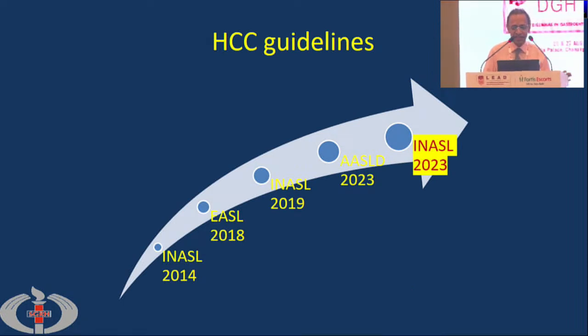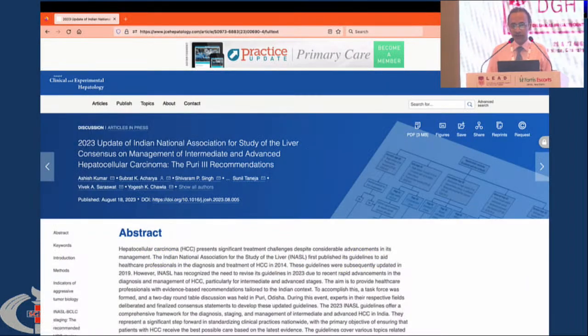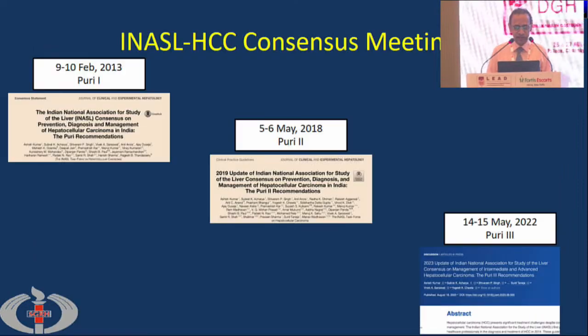So HCC guidelines, there are many guidelines: INASL guidelines, AASLD, EASL. And this is the third edition of the INASL guidelines, which have just been published about 1 week ago in the Journal of Clinical and Experimental Hepatology. The first guidelines were published in 2014. The meeting was held in 2013 in the city of Puri in Odisha, and so we named these guidelines the Puri guidelines.